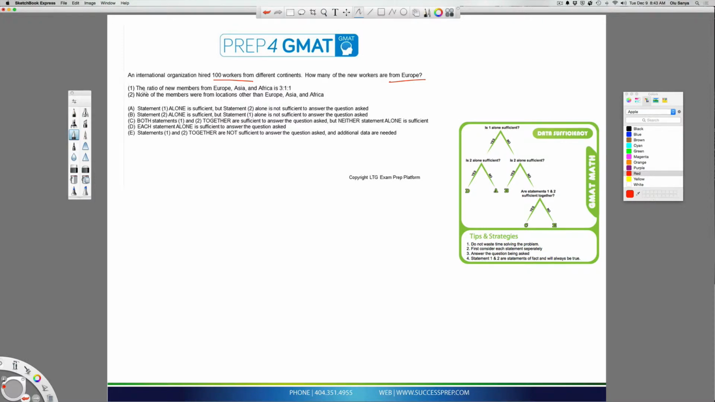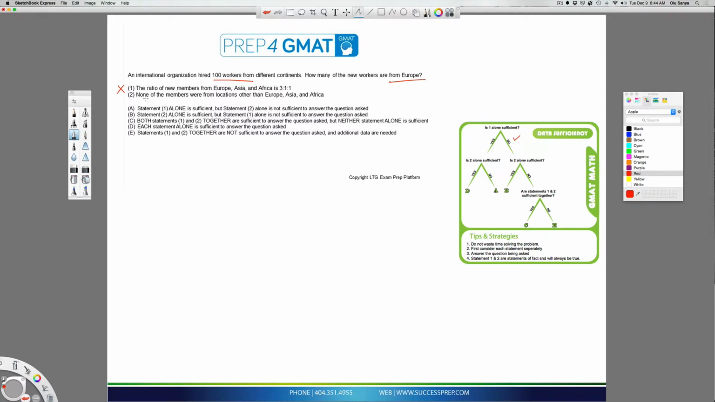So let's look at statement one, telling us that the ratio of new members from Europe, Asia, and Africa is 3 to 1 to 1. Most people may think, well, I know the 3 represents Europe and I'm looking for Europe, so it must be sufficient. Actually, it is not sufficient, and this is the reason why. One alone is not sufficient because there are other continents other than Europe, Asia, and Africa. There's North America, there's South America, and as a result, you're not really sure if there are other continents involved here. So statement one is not sufficient. If you look at the data sufficiency map here, I would say no. That is the path I'm on.